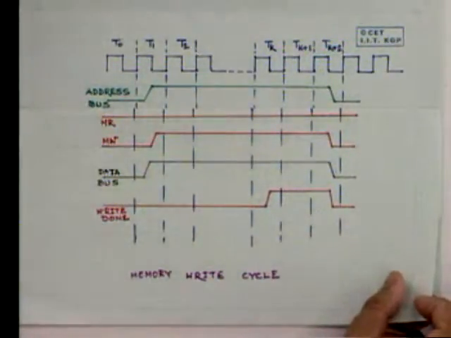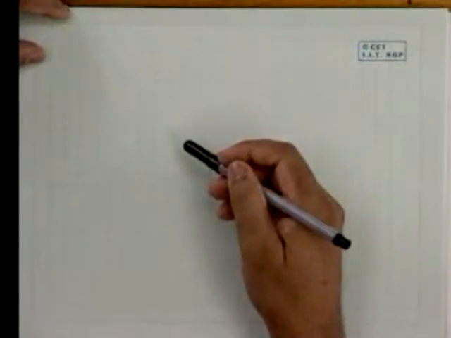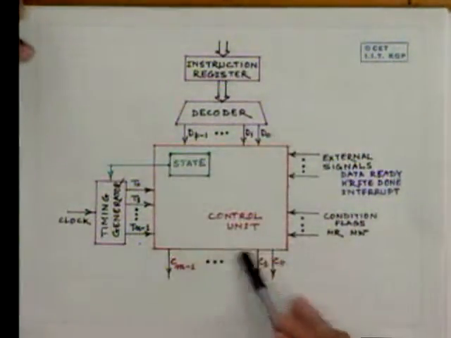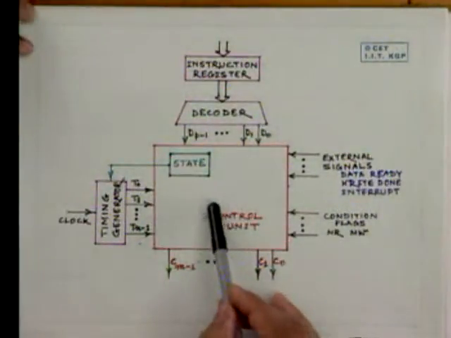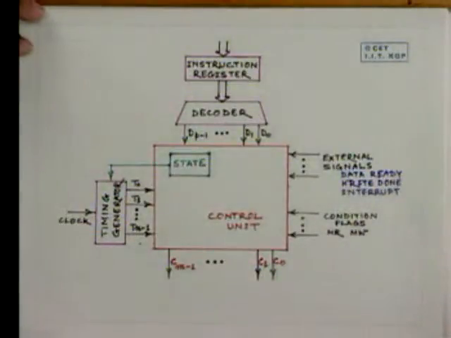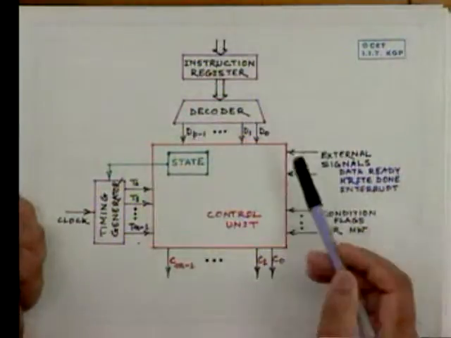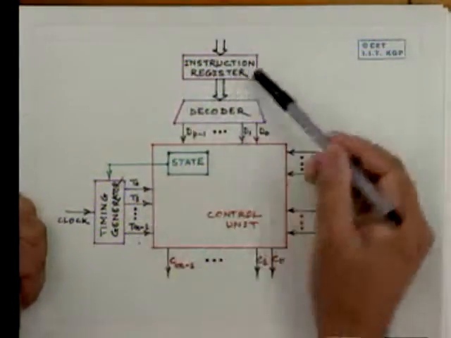Now with this picture kept, let us see what will be the structure of the control unit. This is the control unit. It's a hardwired unit consisting of interconnections of logic gates and flip-flops. Now let us see what the components are. Here there is an instruction register.